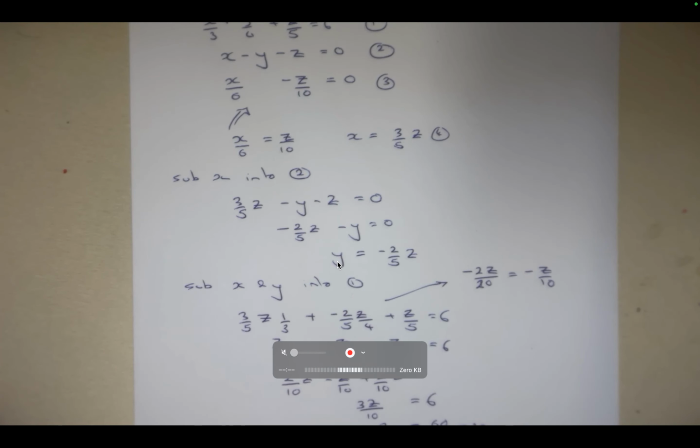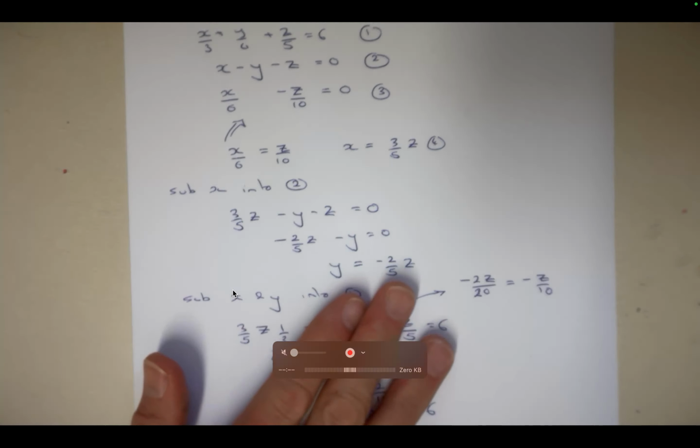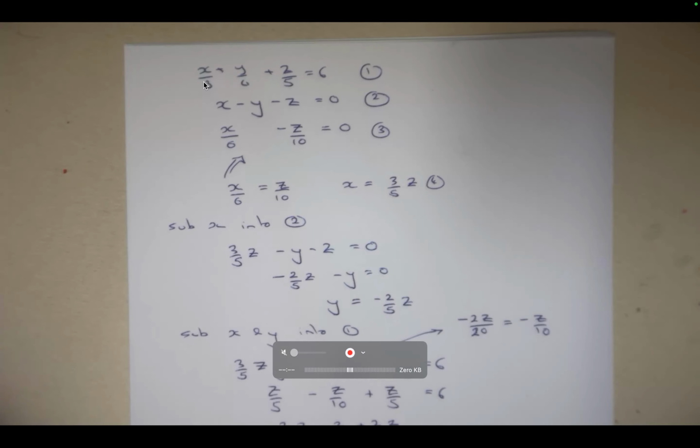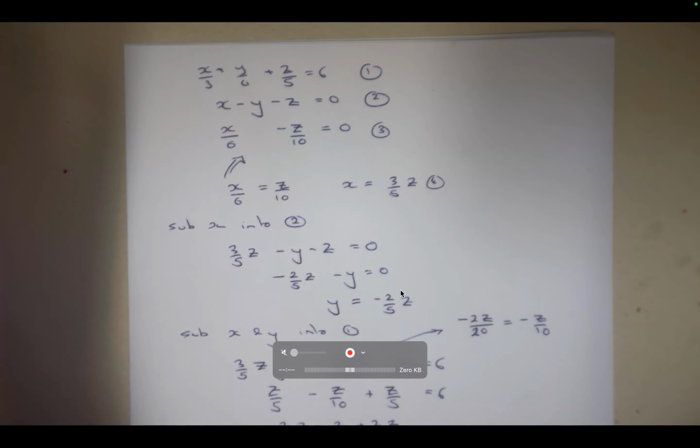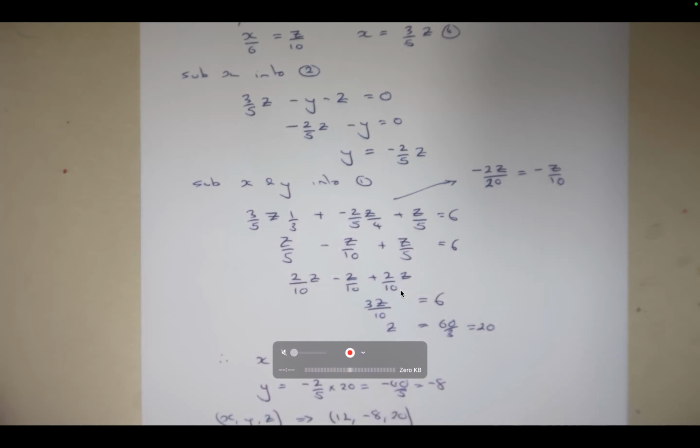So we're rocking on here. We've got X equals that in terms of Z. Y equals this in terms of Z. So my thought then is to go back to here and plug it all into equation 1. And by doing that, what's going to happen? Got a bit of work here.